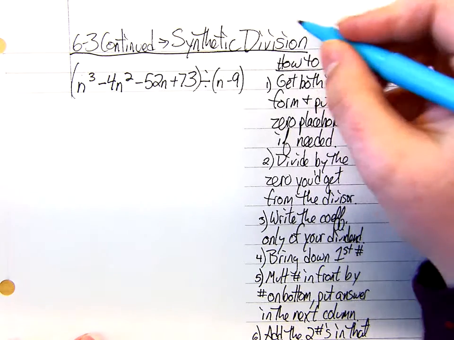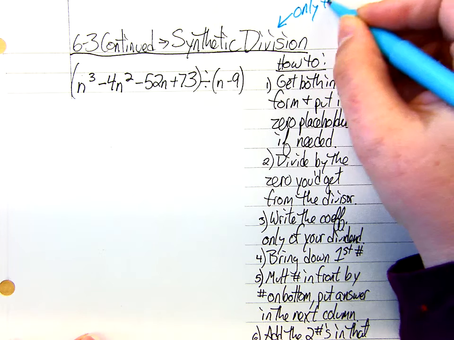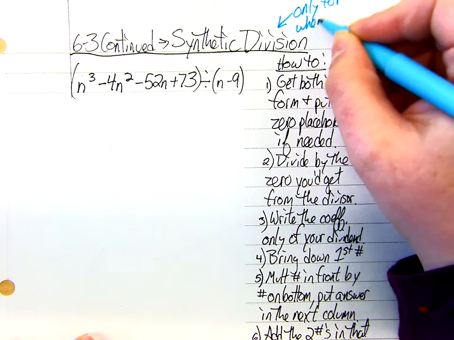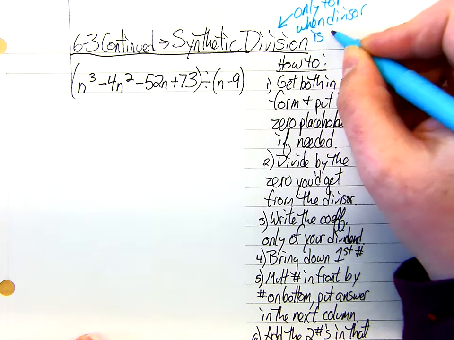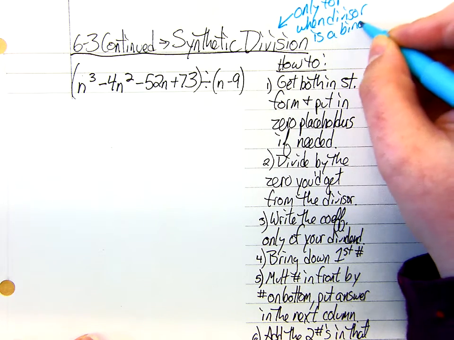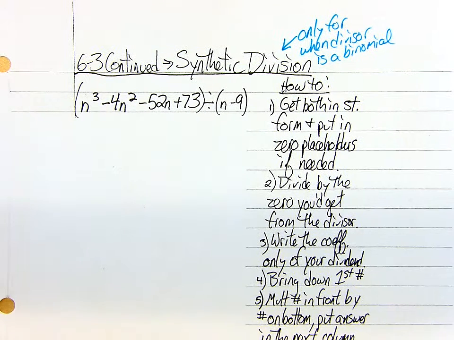So if you actually want to add that, only for when the divisor is a binomial. Okay, so we have our steps written down for us on the right. We're just going to follow along the steps.